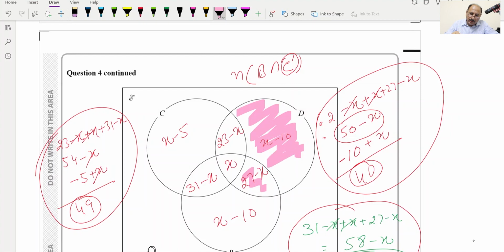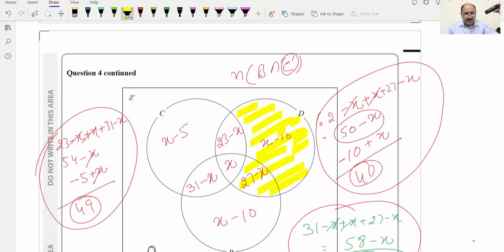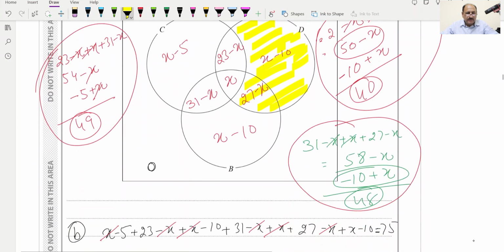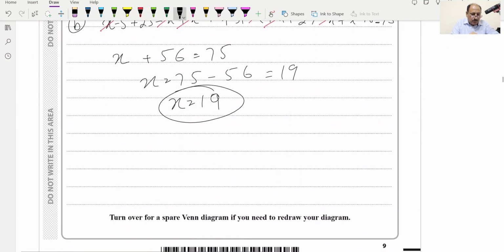So our required area will be this one. I will shade in different colors so that you can figure it out properly. Now this one we can shade, basically this will be the area which we wanted to show. So there are two values, x minus 10 and 27 minus x. So we can write the answer over here.